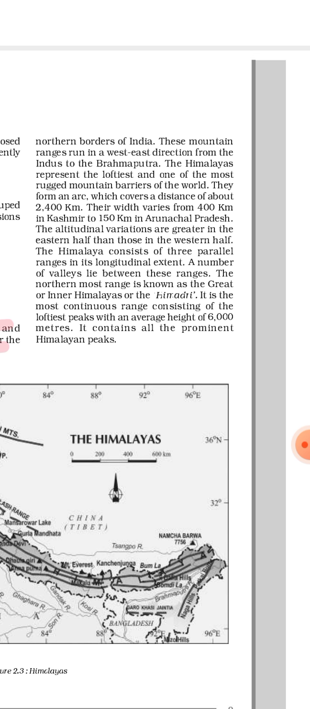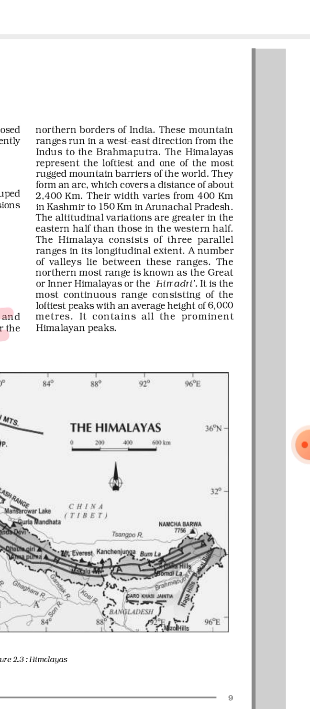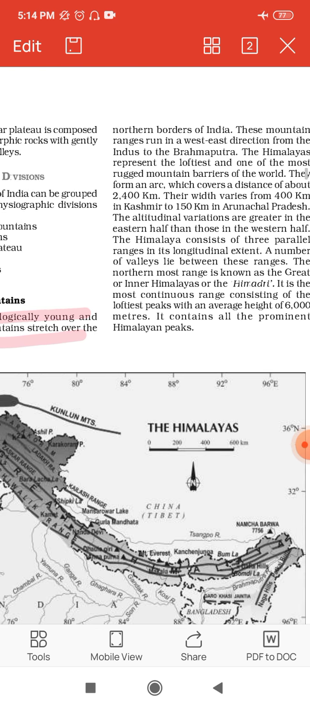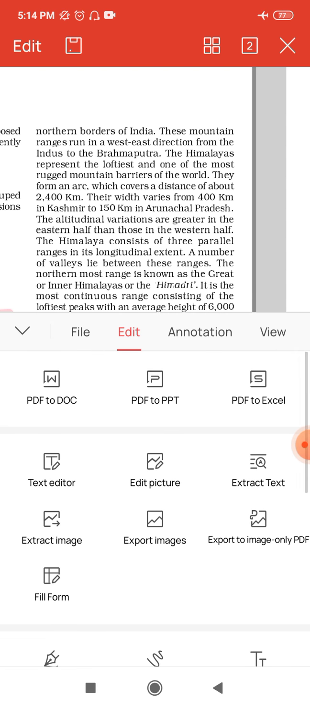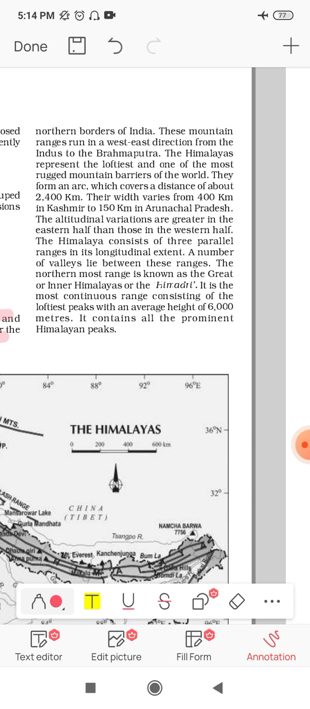The Himalayas represent the loftiest and one of the most rugged mountain barriers in the whole world. It means in this Himalayan mountain region, we will find the highest peaks of the world. As we know, Mount Everest, Kanchenjunga, K2, Nanda Devi. These are some of the highest peaks of the world which we have in this Himalayan mountain region.